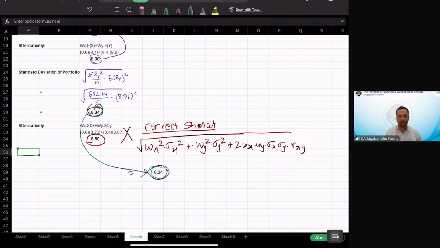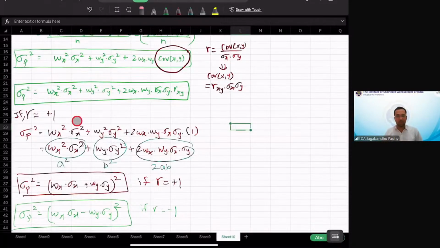Fine. Is it clear? Is this formula and the method clear, everyone?